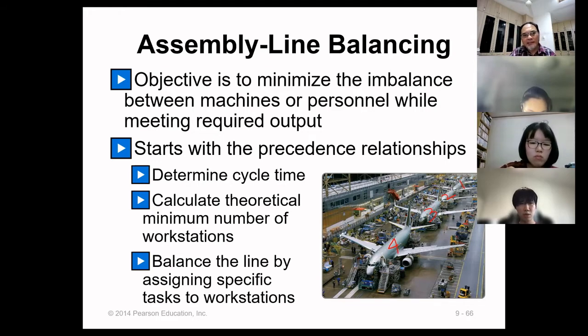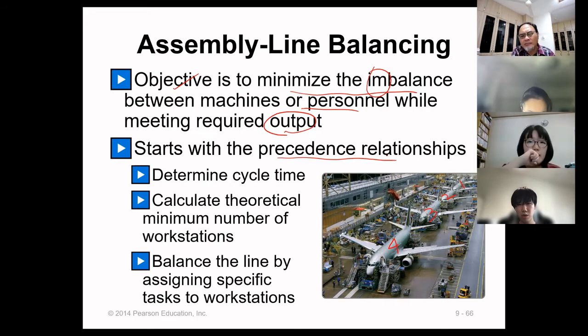So we want to balance the line. What's the objective? The objective is to minimize the imbalance, meaning the amount of waste. That means we try to minimize the additional time that is not used by the worker. That's what I mean by imbalance between machines or personnel while meeting the output. The target is output, how much you want to produce. Basically, we start with the precedence relationship.